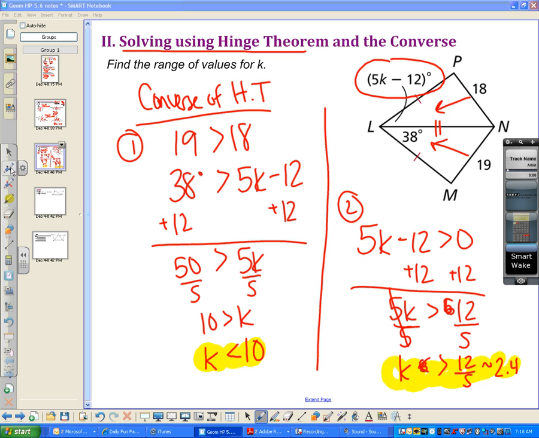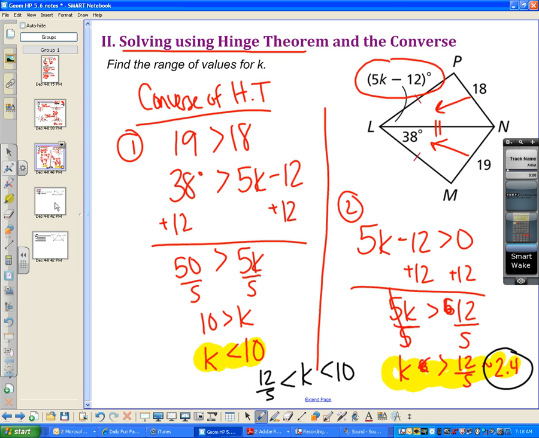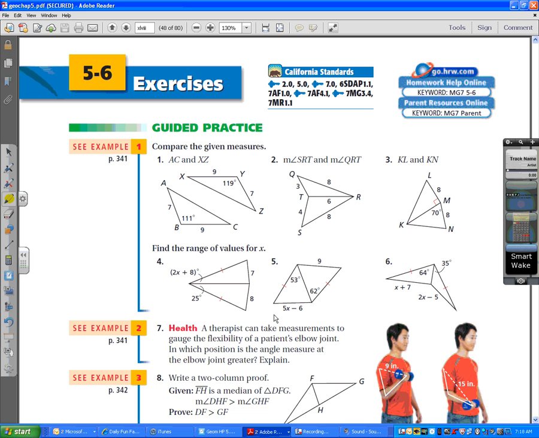So our final answer is that k has to be smaller than 10, but it also has to be larger than 12/5, or 2.4, I think. This could be wrong, I did that in my head. So this is a compound inequality, just like we did with the triangle inequality theorem, or finding the range of that third side at the very beginning. So again, it has to be bigger than 12/5 but smaller than 10, and that's how you find the range. And that'll help you out on this page again with 4 and 5.